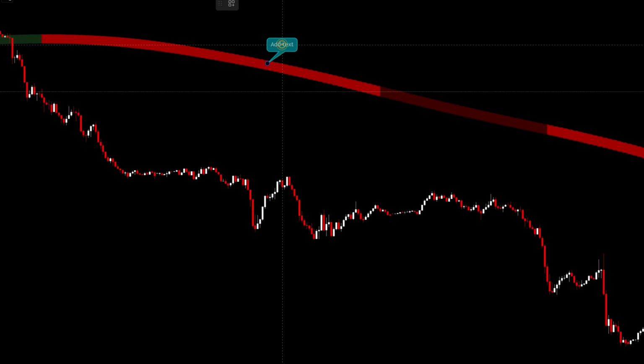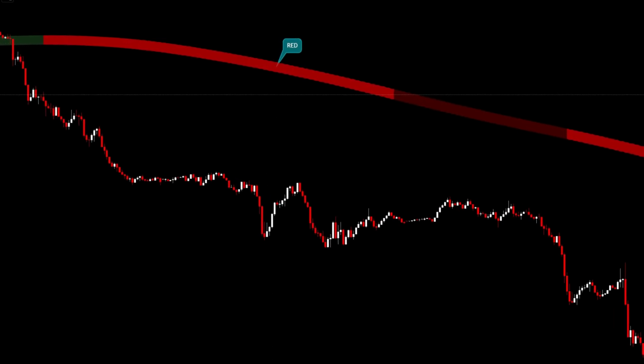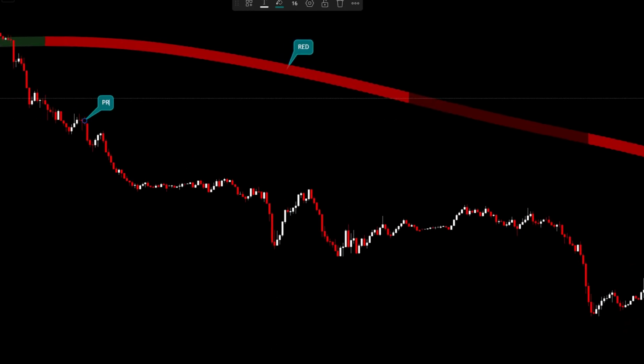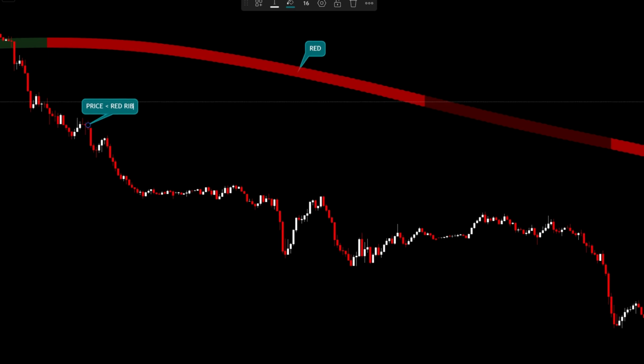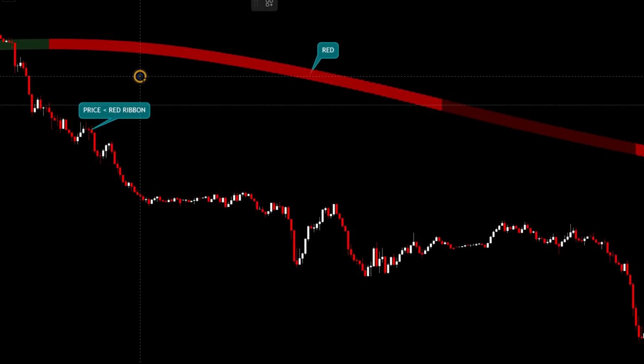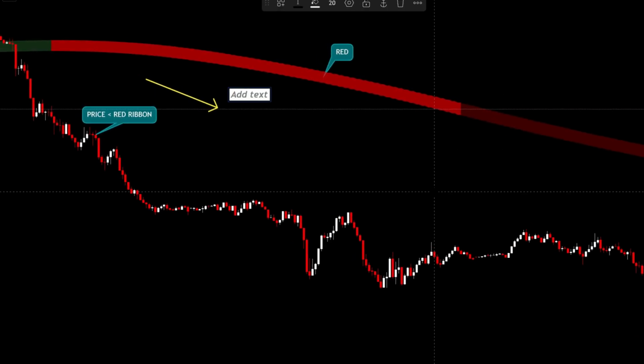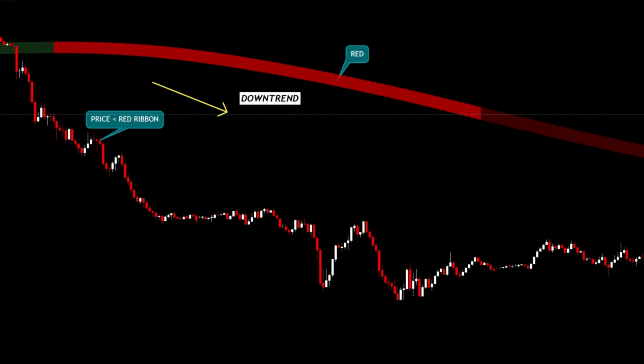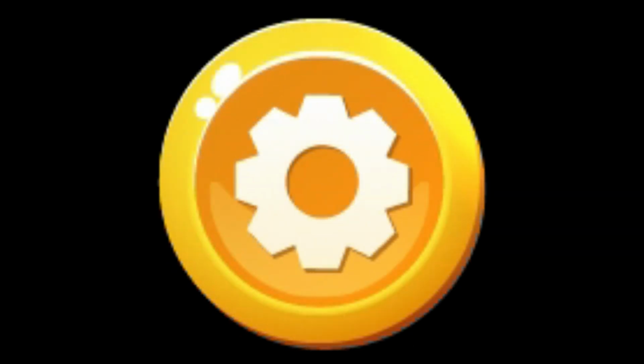And when it's red and the price is below it, that suggests a downtrend. So our focus shifts entirely to looking for sells. But just like with our first indicator, the default settings aren't quite what I use. We can make an important adjustment to get a much better view of the big picture trend.